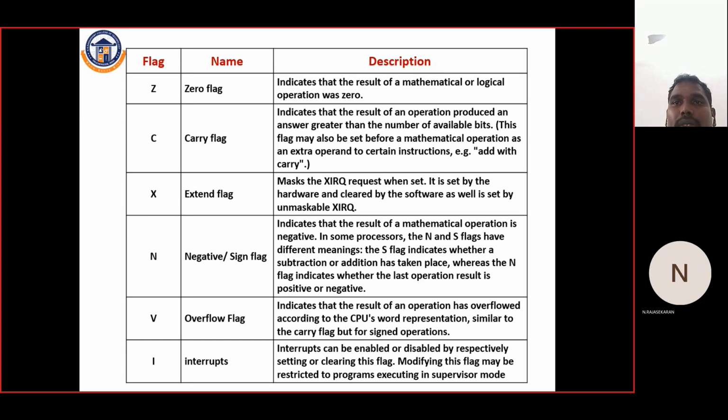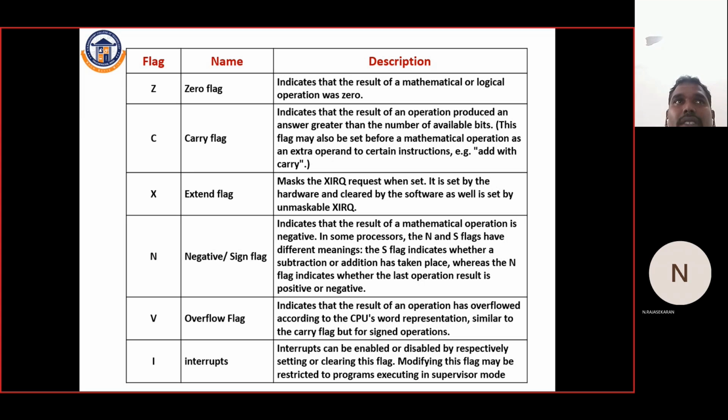One is the flag register. The first is the zero flag, carry flag, extend flag, negative or sign flag, overflow flag, and interrupt flag. So these are the six varieties of flag registers we are using. Then we'll describe each and every one. The first one is the zero flag. The zero flag indicates that the result of the mathematical or logical operation was zero. So if the result of your operation is zero, it is indicated by the zero flag.